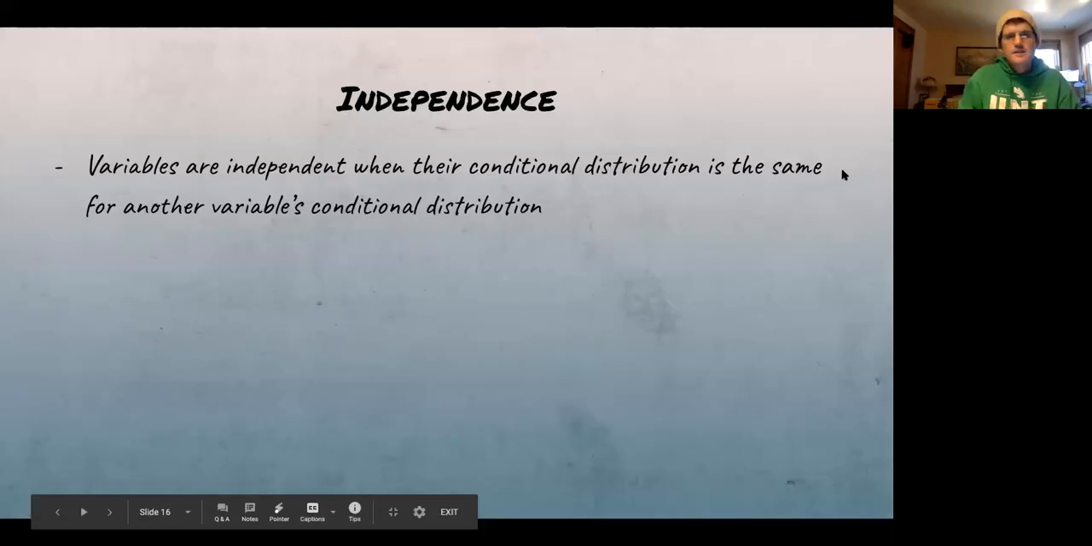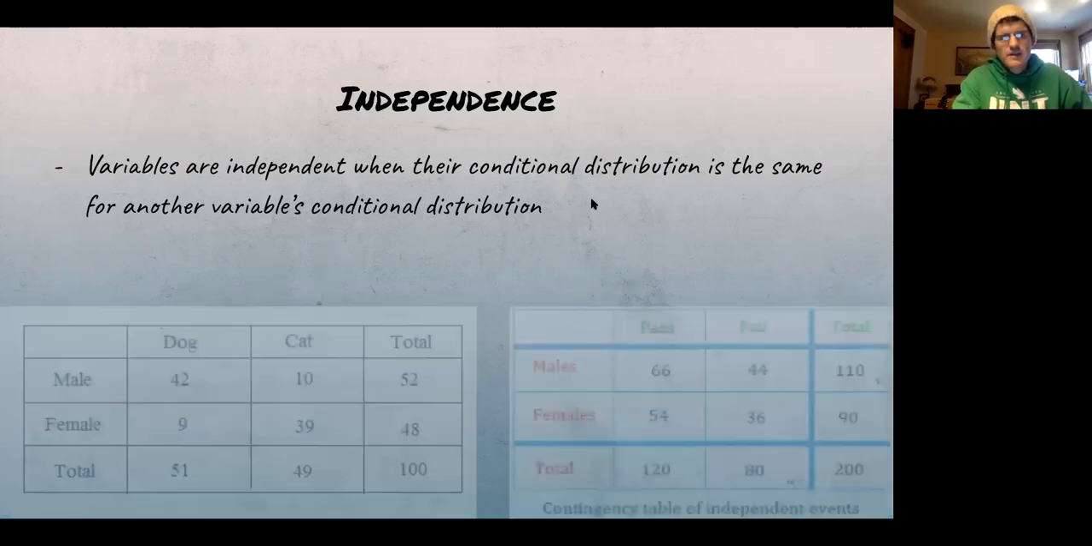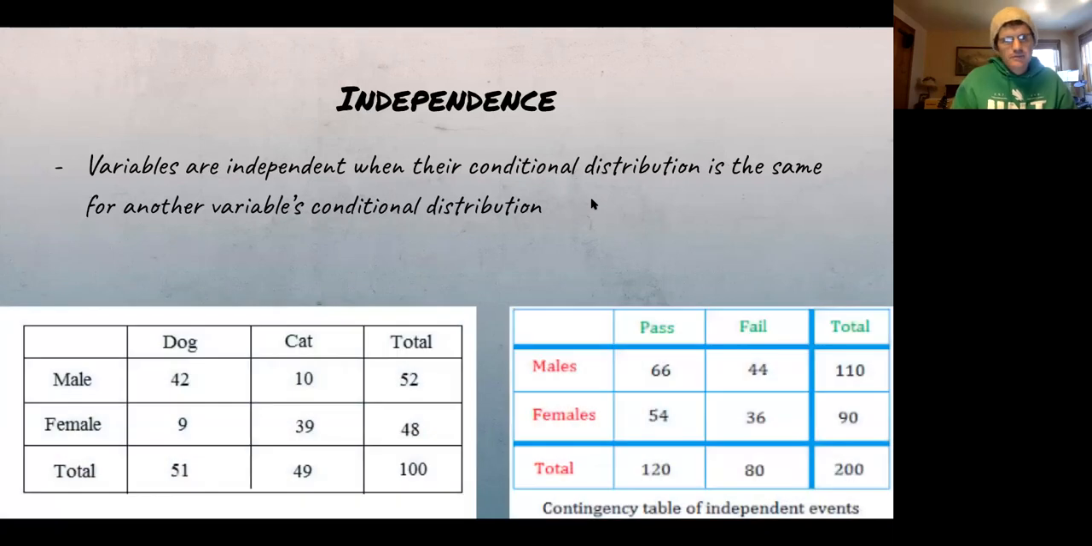All right, so this is maybe one of the more confusing concepts that show up in this chapter. Hopefully when we talk about it, it's not that bad, but it can be a little bit mind-bending trying to wrap your head around this at first. So variables are independent when their conditional distribution is the same for another variable's conditional distribution. I don't even think that's very good wording for this. I think it's better just to look at it in context.